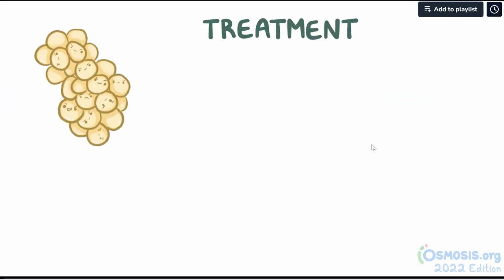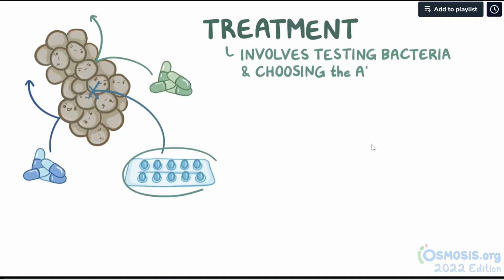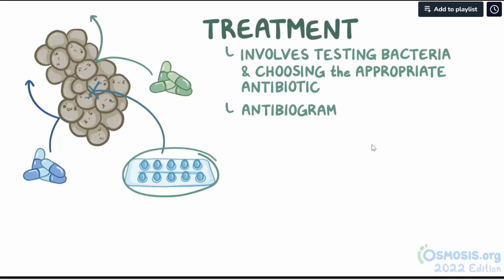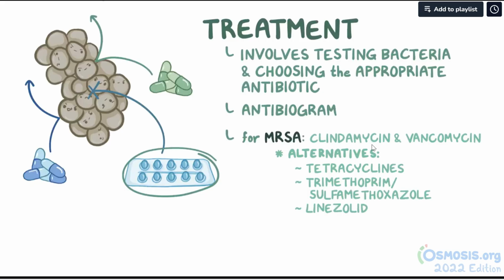Ultimately, treatment of Staph aureus infections involves testing the bacteria against a handful of antibiotics and then choosing the most appropriate antibiotic from them. Sometimes hospitals put together an antibiogram, which shows how frequently bacteria are resistant to a particular antibiotic. Typically, when treating MRSA, antibiotics like clindamycin or vancomycin are chosen, but alternatives include tetracyclines, trimethoprim or sulfamethoxazole, linezolid, tigecycline, daptomycin, and quinupristin dalfopristin.